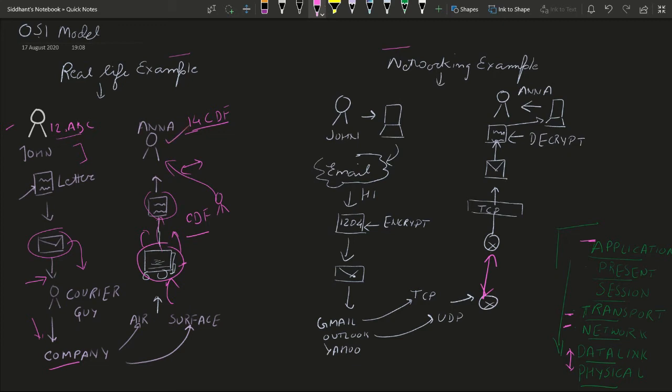So this is a real life example of the OSI model, of how it works. Now if we take a networking example, I am taking an example of an email. Suppose John is writing an email to Anna.